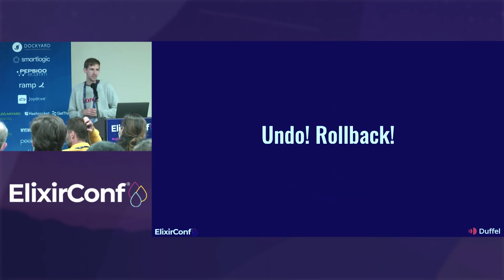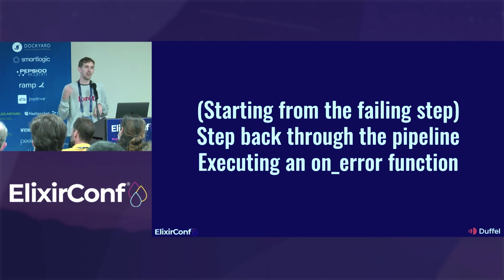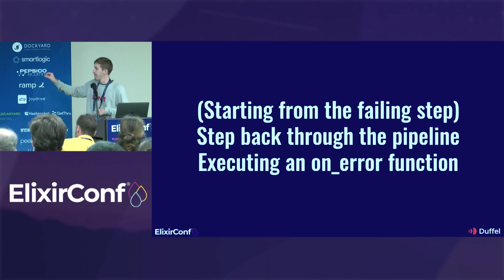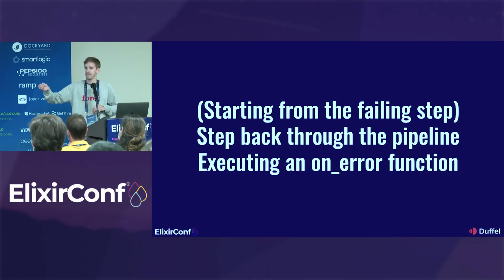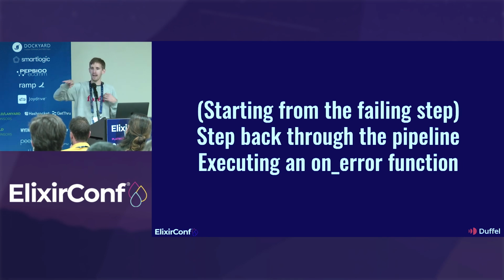The next thing people want is undo and rollback. So if you've ever used Sage or heard of the saga pattern, this is that, right? So the idea here is that one of your steps in the pipeline can fail. When it fails, you want to run a compensating action for that step to kind of undo it conceptually. And then you want to step back through your pipeline, running an undo action for each of those steps that has already been run, okay?